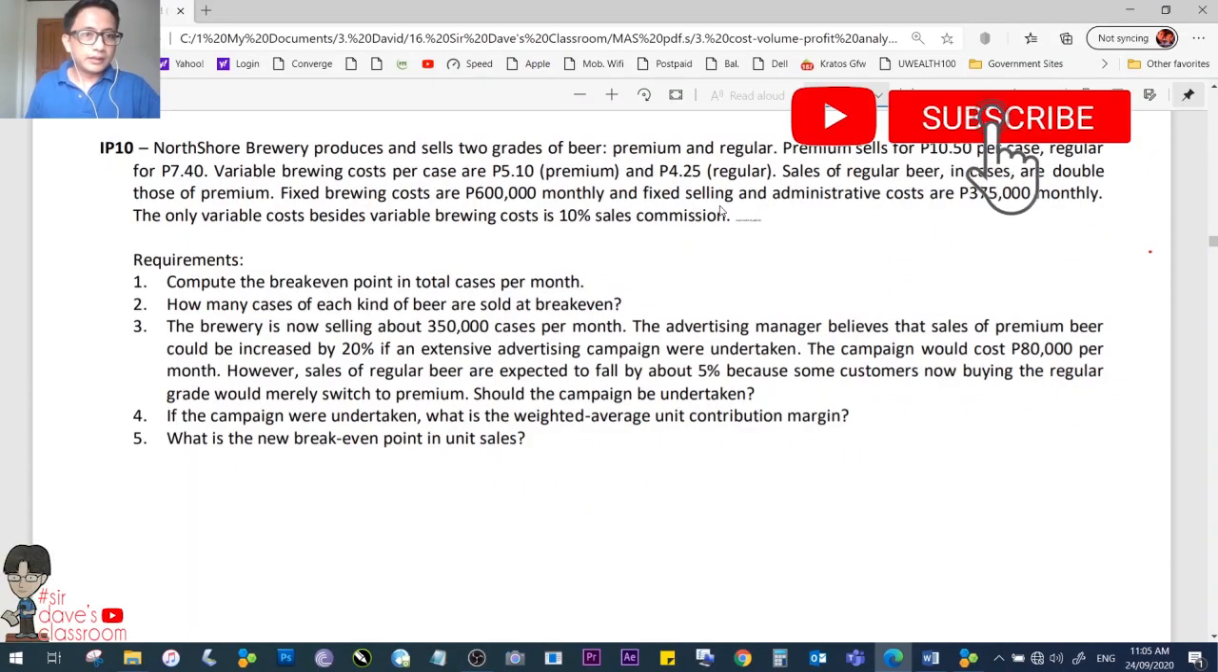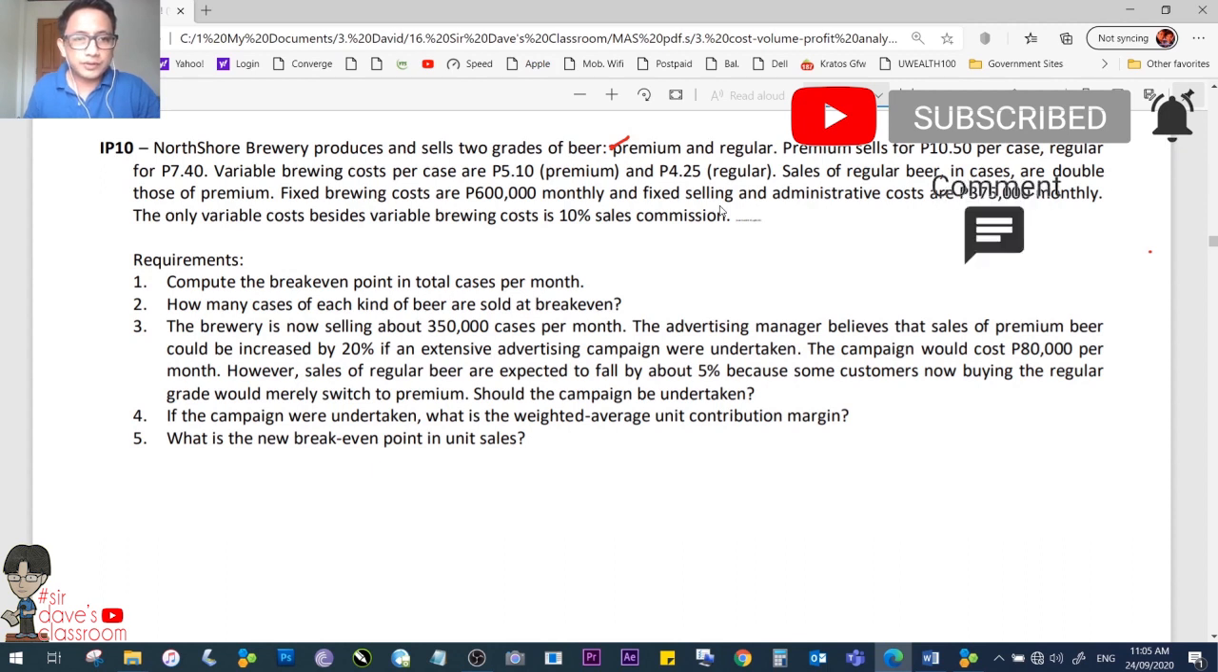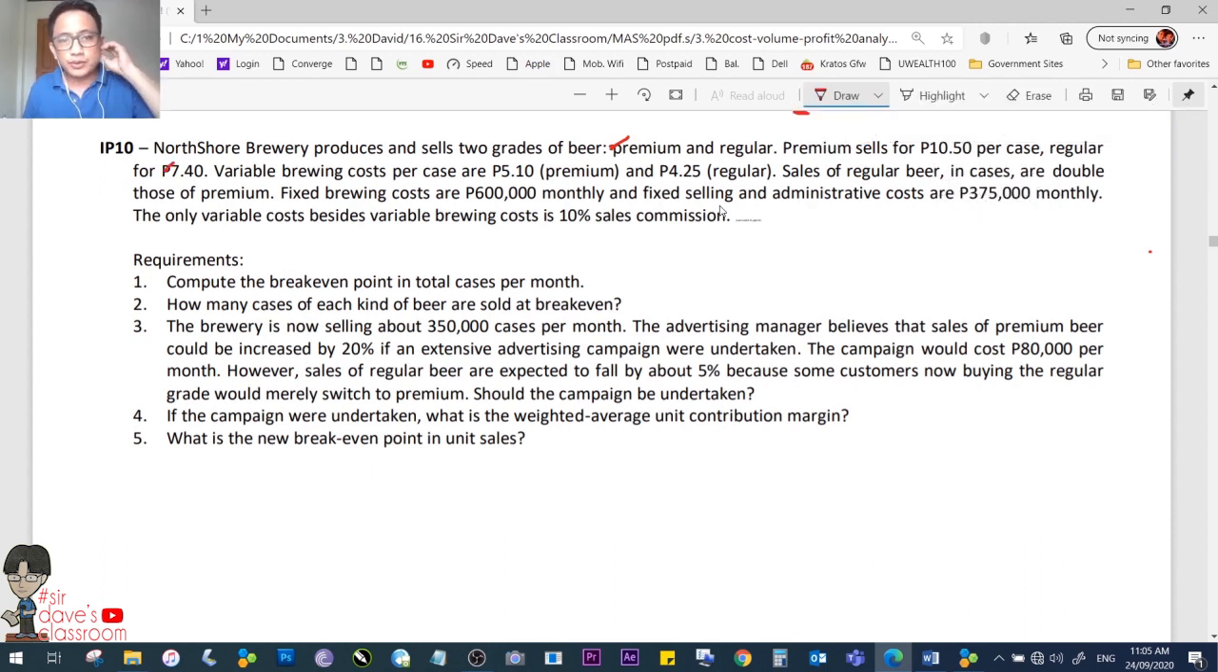IP number 10. North Shore Brewery produces and sells two grades of beer, premium and regular. Premium sells for 10.5 per case, while the other one sells for 7.4. The variable brewing costs per case are 5.10 for premium and 4.25 for regular. Sales of the regular beer in cases are double those of premium. Fixed brewing costs are 600,000 monthly, and fixed selling and administrative costs are 375,000 monthly. The only variable cost besides variable brewing costs is a 10% sales commission.